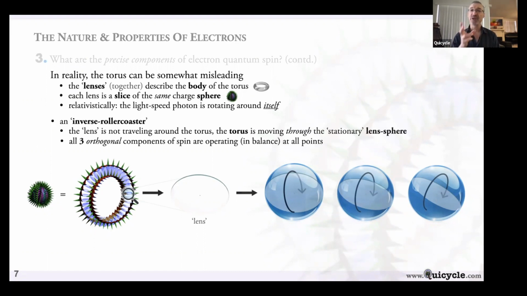Also, all of these three components of spin that we mentioned are going to be operating in balance at every point within the volume of that sphere. There's going to be a perfect phase harmony between these three components of spin at all points.